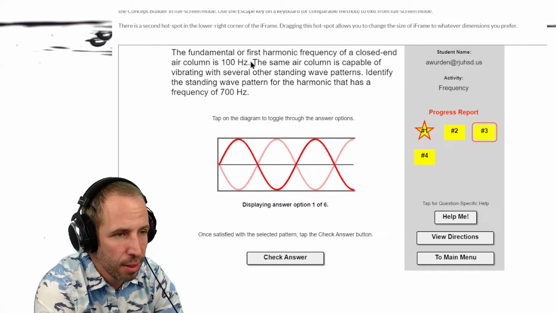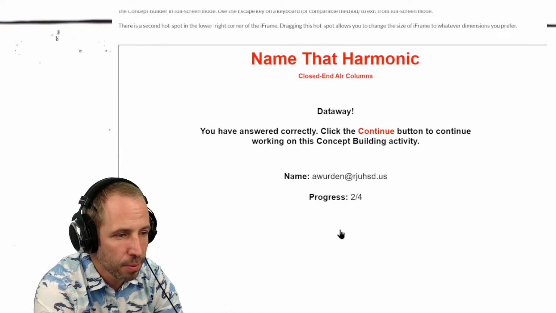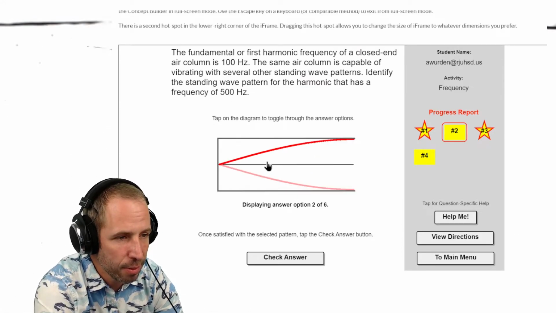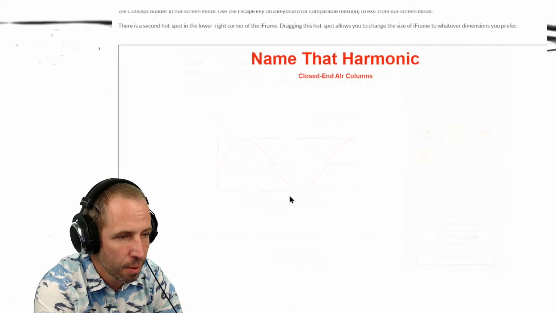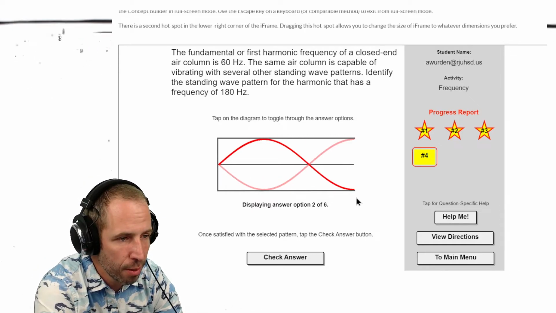Okay, 100 is the fundamental. 700 is the harmonic we want. That's the 7th harmonic in this series. So 1, 3, 5, 7. Yep. Okay, 100 up to 500. 1, 3, 5. Almost done here. 60 to 180 is a times 3. 1, 3.